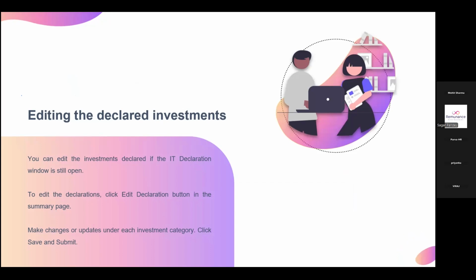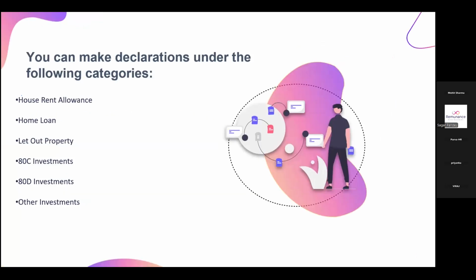Also, you can add any declaration if you want. Once you are done with the updation in your declaration, you have to click on save, and then you have to click on submit. So like this, your updated declaration will get submitted. So this was all about the declaration process, how to declare your declaration in Zoho Payroll.